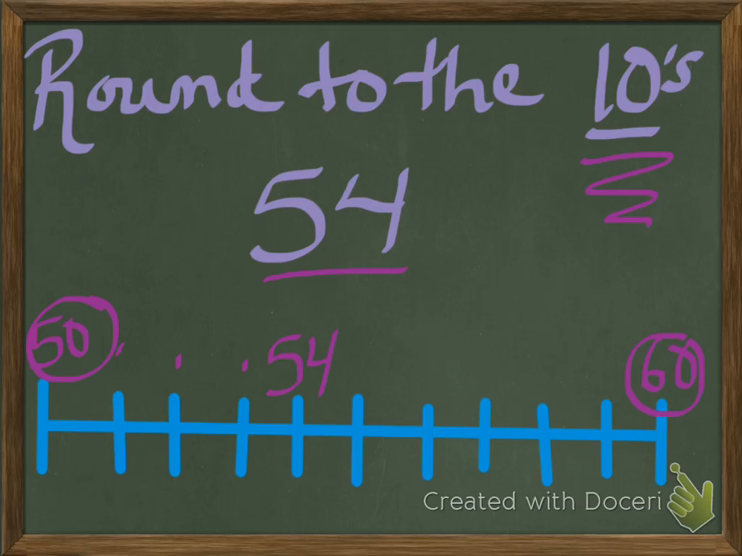So you have to go 1, 2, 3, 4 to get from 54 to 50, and then you have to go 1, 2, 3, 4, 5, 6 to get from 54 to 60. So clearly 50 is closer to 54 than 60.